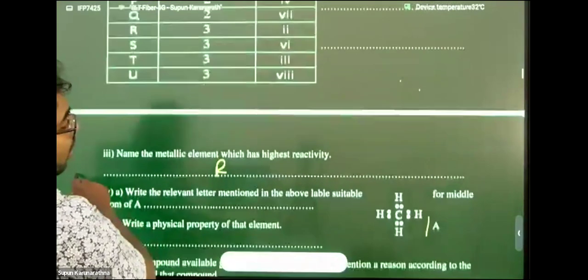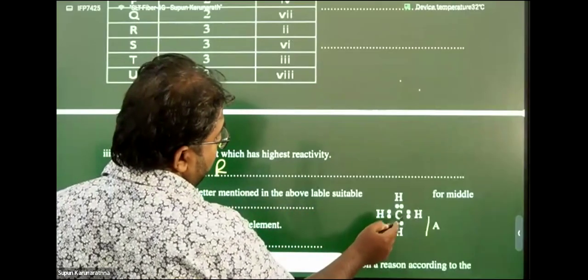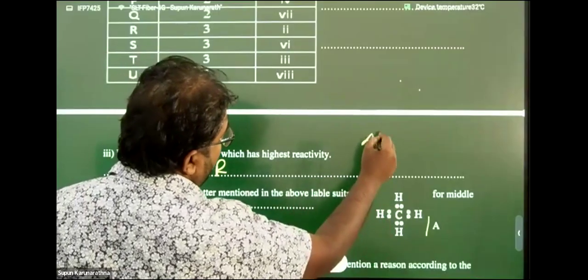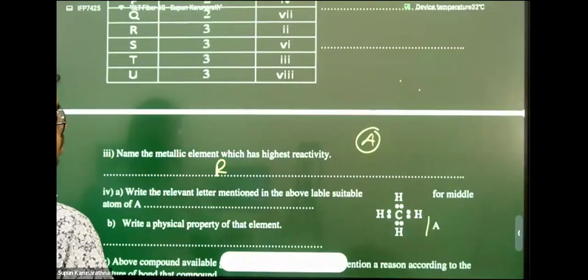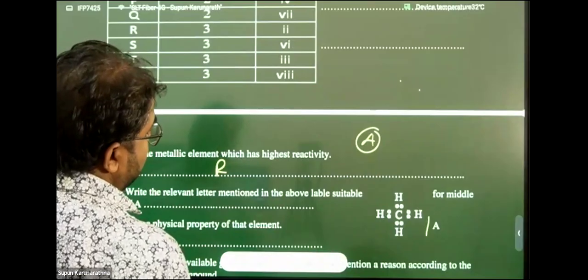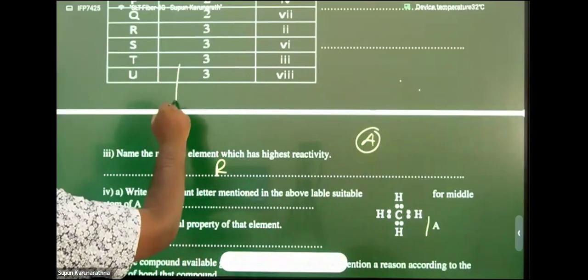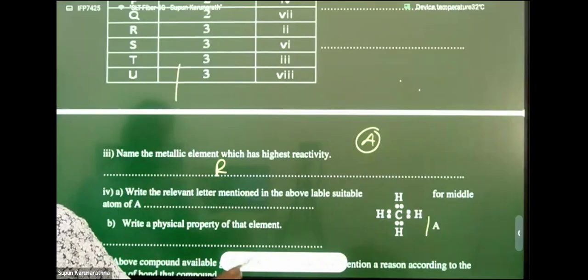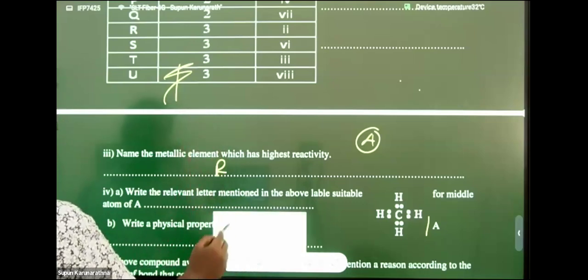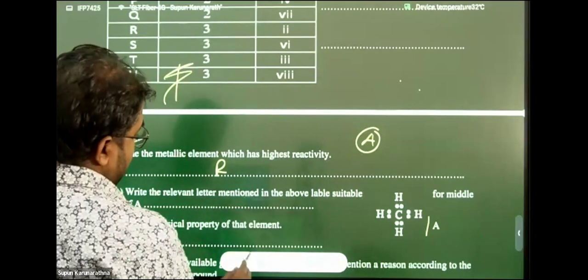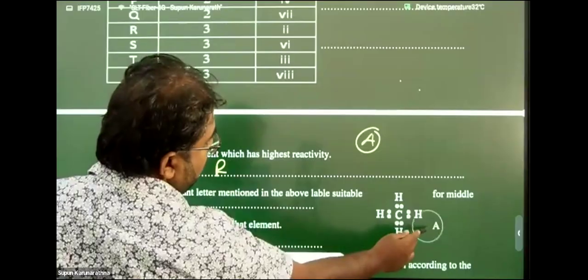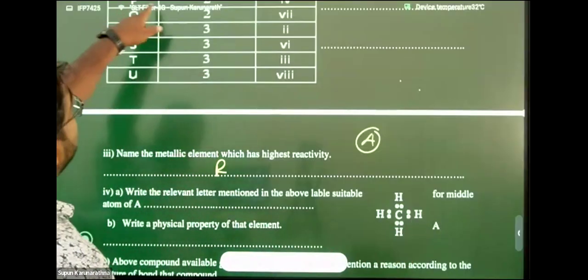Carbon has a number of valence electrons: 1, 2, 3, 4. So the number of valence electrons of carbon is 4. Then which group? The fourth group element. Which period does it belong to? Second period. Right, so the answer should be P.